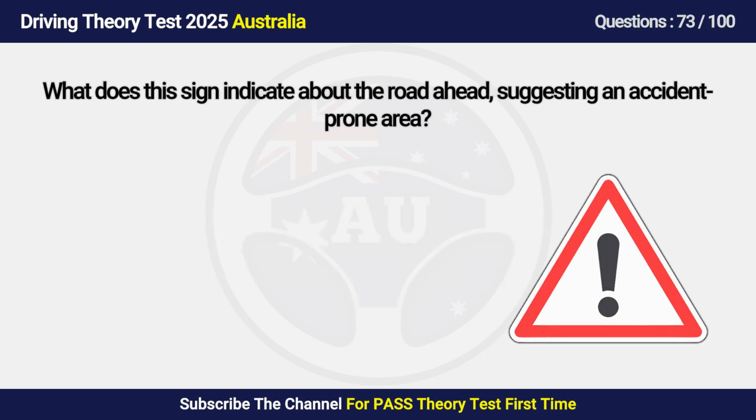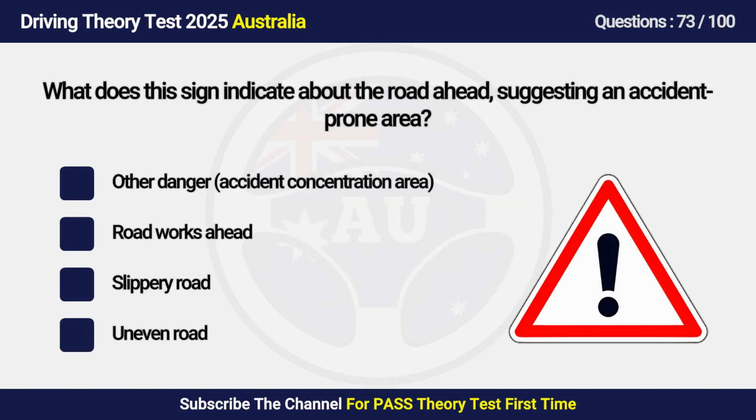Question 73. What does this sign indicate about the road ahead, suggesting an accident-prone area? A. Other danger, accident concentration area. B. Road works ahead. C. Slippery road. D. Uneven road.